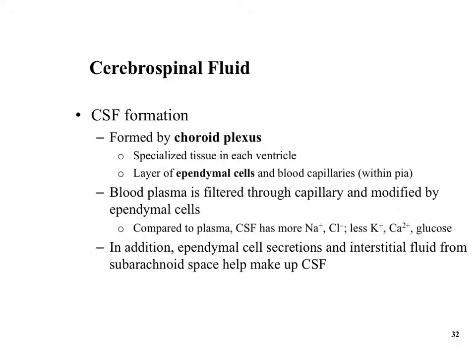So it has more sodium ions, chlorine ions, and less potassium ions and calcium ions. Why do you think it has more sodium ions and chlorine ions? What are these important for? Action potentials, right? Action potentials, and calcium for the release of neurotransmitters. All right, so blood plasma is not really the ideal fluid for electrical impulses to be propagated. So the ependymal cells adjust it, okay? They modify it a little so it is ideal for neural impulses to be propagated, okay?